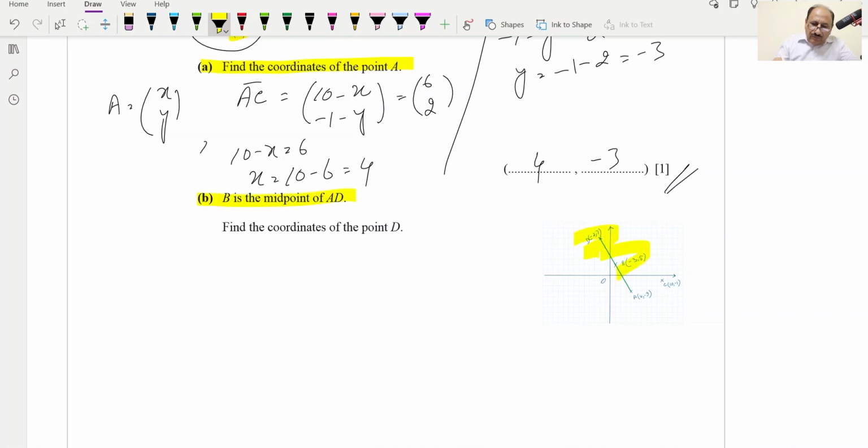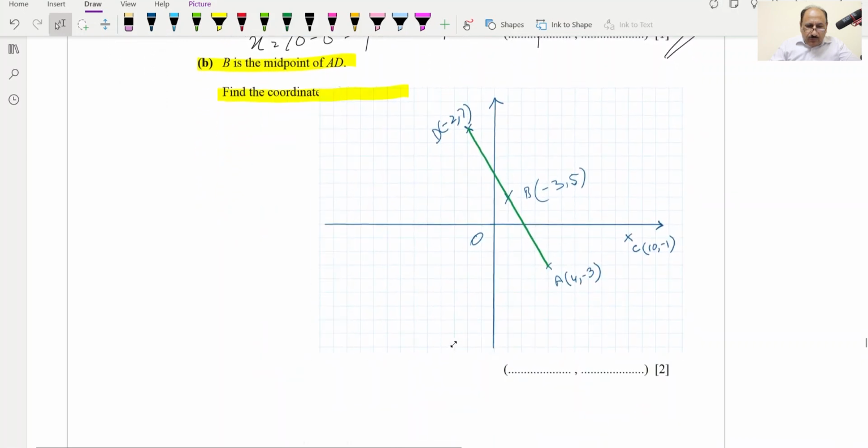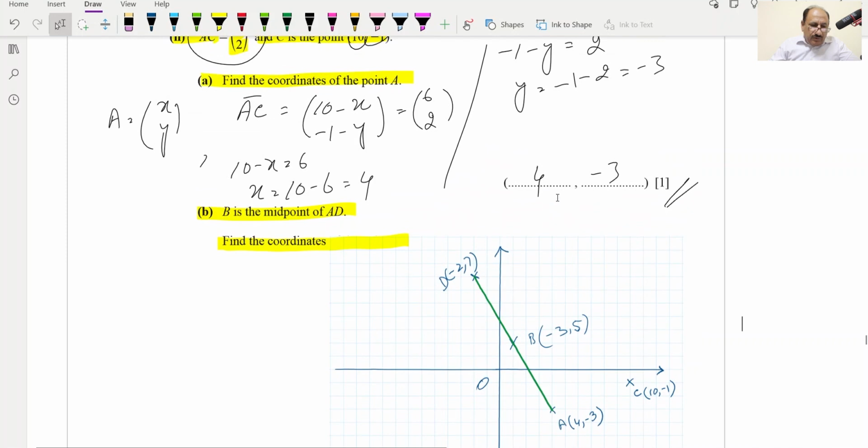This one I have done for your explanation. I'll explain in a while. Now B is a midpoint of AD. Find the coordinates of D. Now here we will see what we already have. If we enlarge this drawing, I've drawn a proper drawing for you so that you can understand properly what we have.